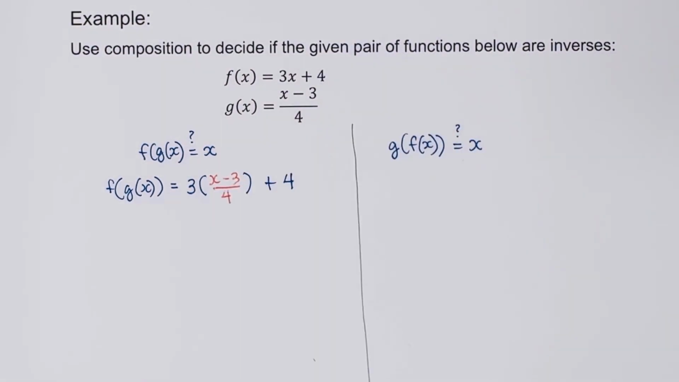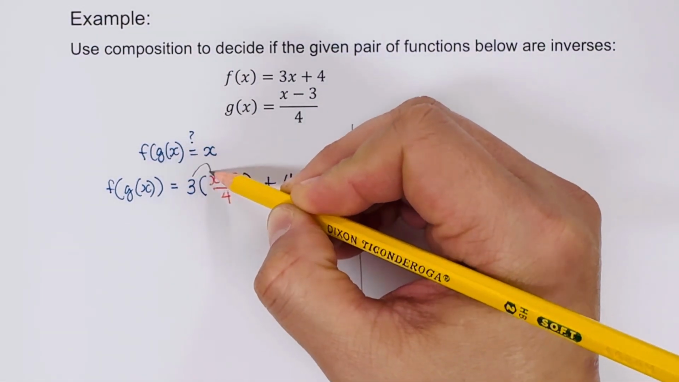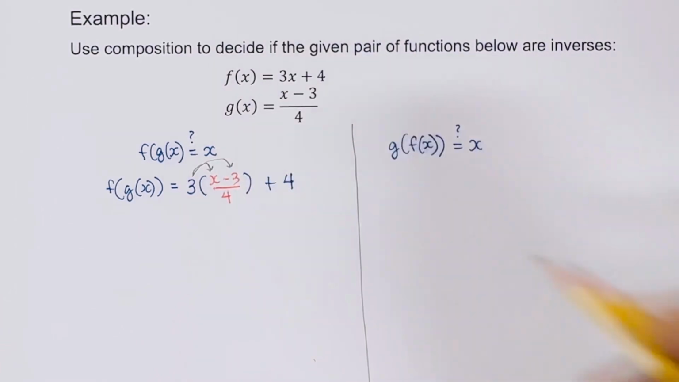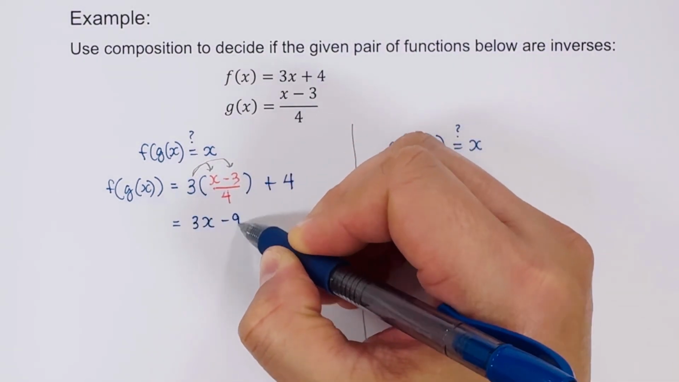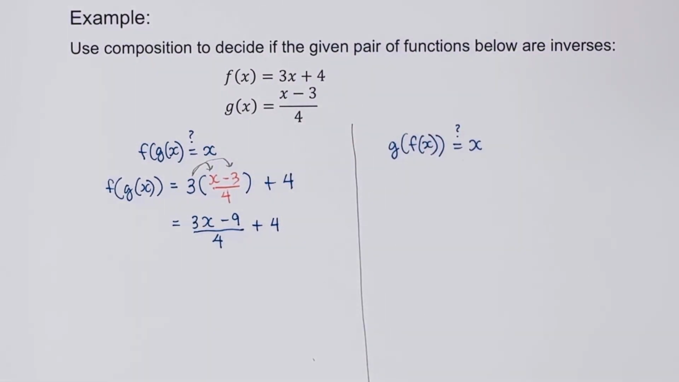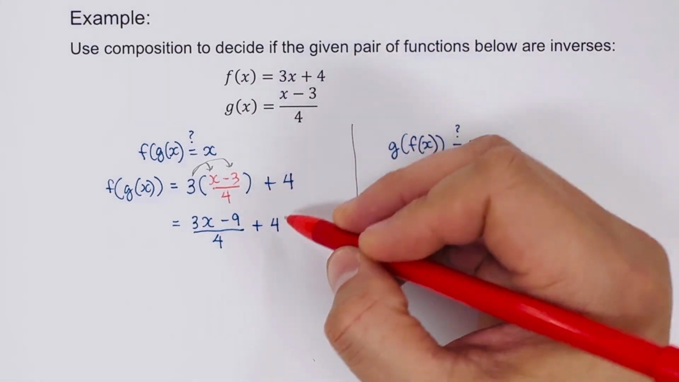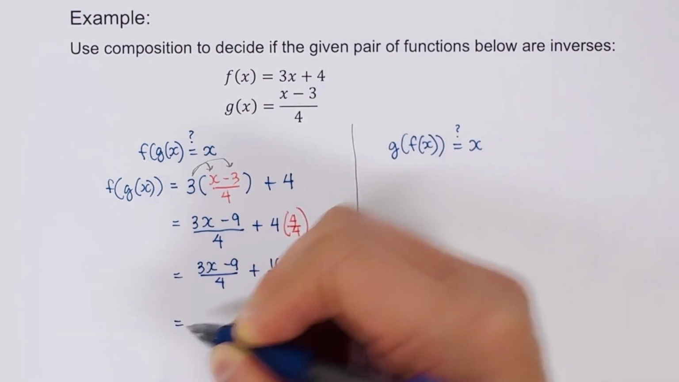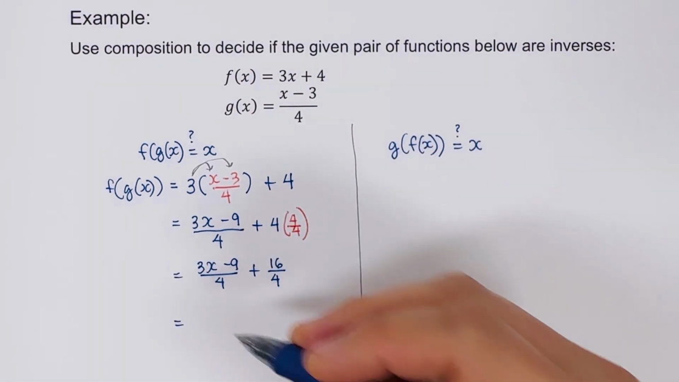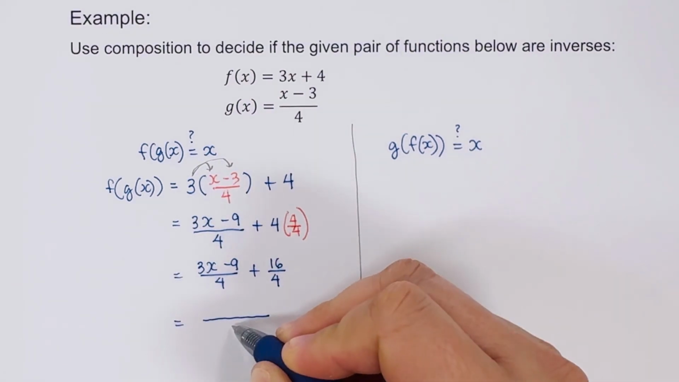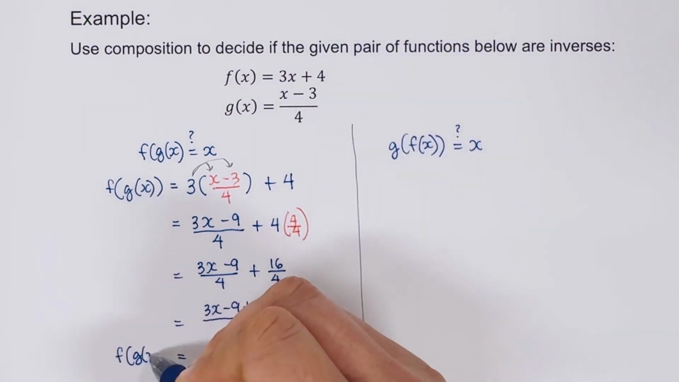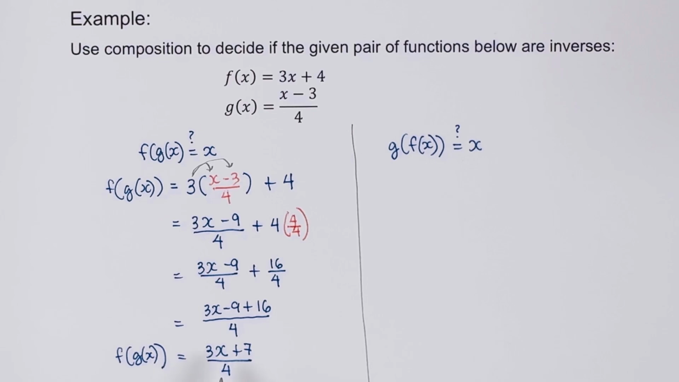From here, we can go ahead and distribute the 3 to each of the terms inside the parentheses. So this would come out. Now, we want both of them to have the same denominator so we can add them together. So I'm going to go ahead and multiply 4 over 4 to 4. Since they have the same common denominator of 4, I can go ahead and simplify this. This is the simplified form for the f of g of x. Notice that it doesn't come out x.